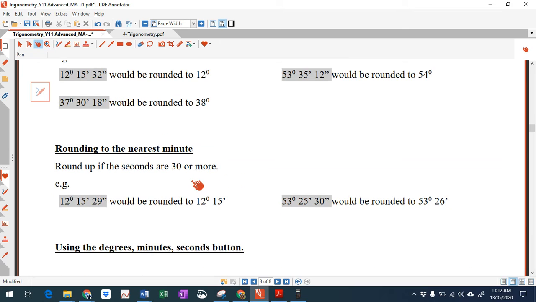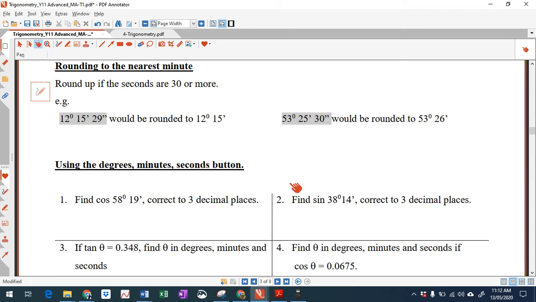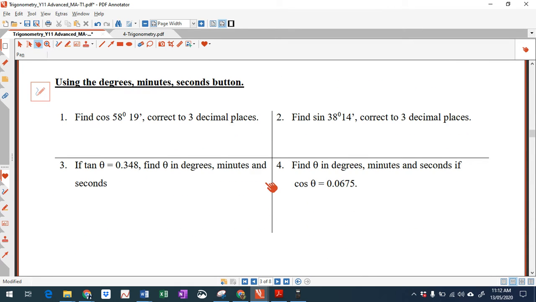Rounding to the nearest minute, again, we round up if the seconds are 30 or more. So rounding to the nearest minute, well, here are degrees, minutes and seconds. So look at the minutes. Is that 30 or more? It's not, so it stays as 15. So 12 degrees and 15 minutes to the nearest minute. And then have a look at the seconds here. Seconds are 30 or more. So we round up the minutes to the next one, which is 26. So the answer is 53 degrees, 26 minutes. All right, have a go at these questions now using the degrees, minutes, and seconds.